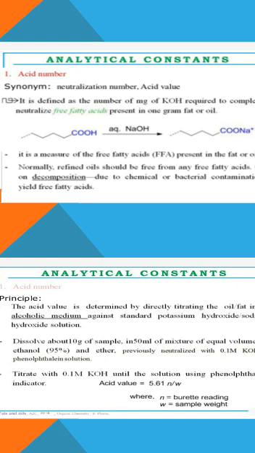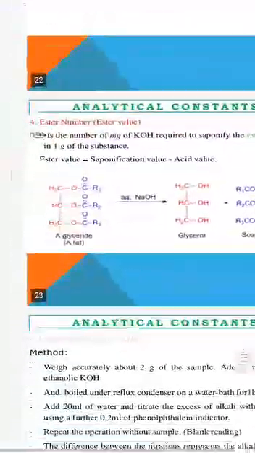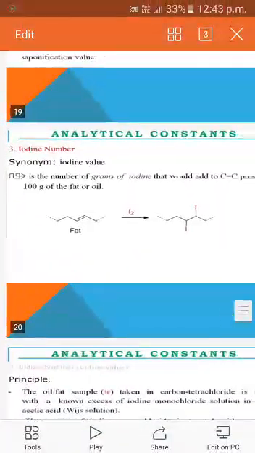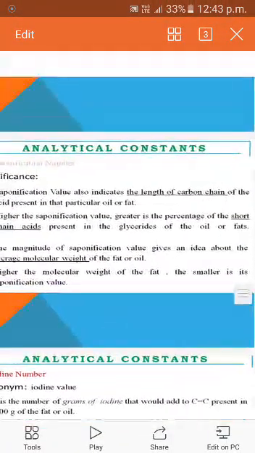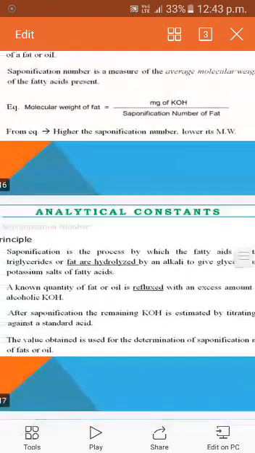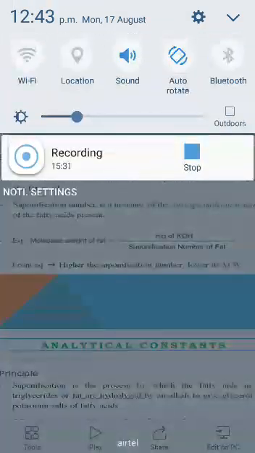In the next lecture we will study these different analytical constants or tests, and how these tests can be performed experimentally: acid number, saponification number, iodine value, ester value, Reichert-Meissl value. We will study how we can determine these values, and from these values in which way we can say whether these fats and oils are of good quality or not.